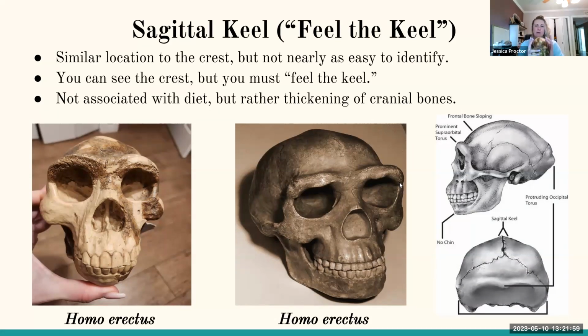Those of you in lab probably know this, but just to review a little bit: the bone in the front is the frontal bone. The top sides are called the parietals, and the bone all the way back is the occipital bone. The bone here by our ears, we call the temporal. But the sagittal suture is the suture that separates the two parietals, so the sagittal keel is located along that suture.